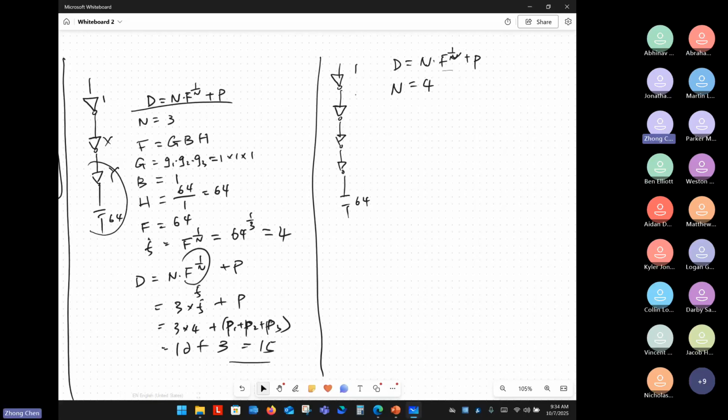This is the first stage, the first stage is here, then the second stage, the third stage, and the fourth stage. There's a fourth stage here.